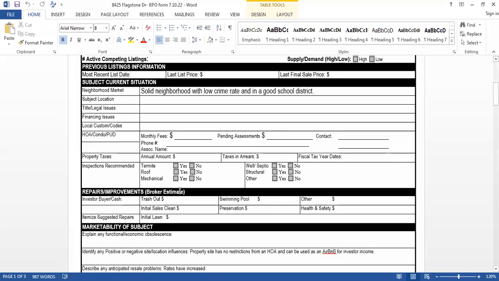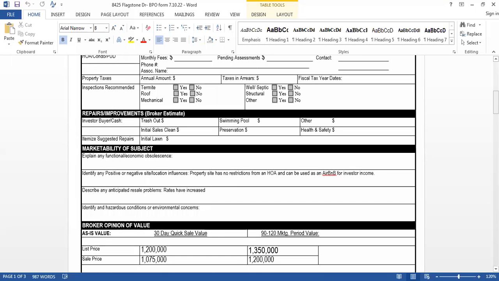And then we have, as you can see, HOA, property taxes, inspections recommended. I would say inspections recommended. If you're not sure if it's going to pass a 4-point inspection, I would recommend that. If the roof is kind of old, I would recommend a roof certification. If it's just old in general, then I would even consider inspections on the well, the septic, and so forth.